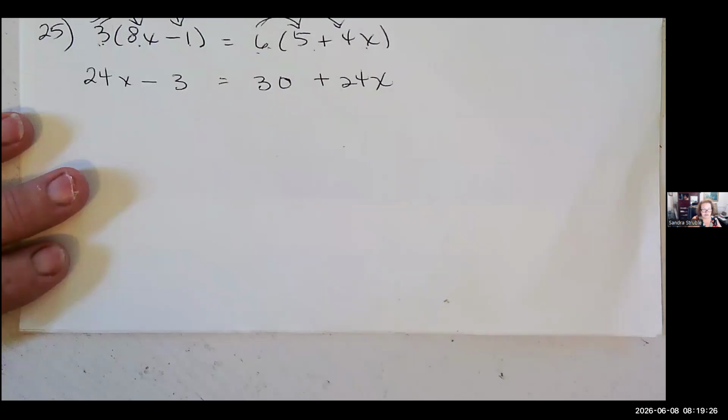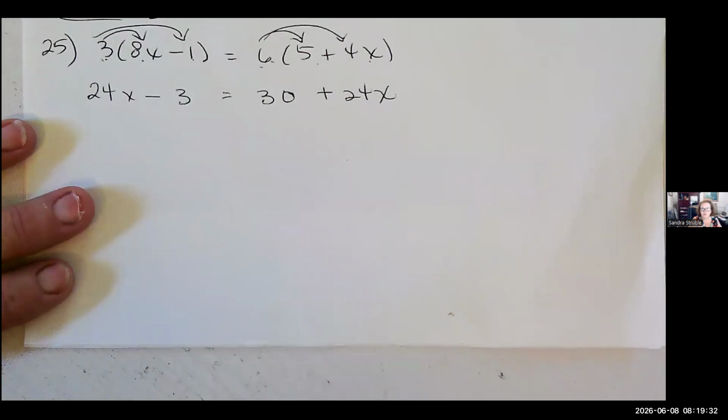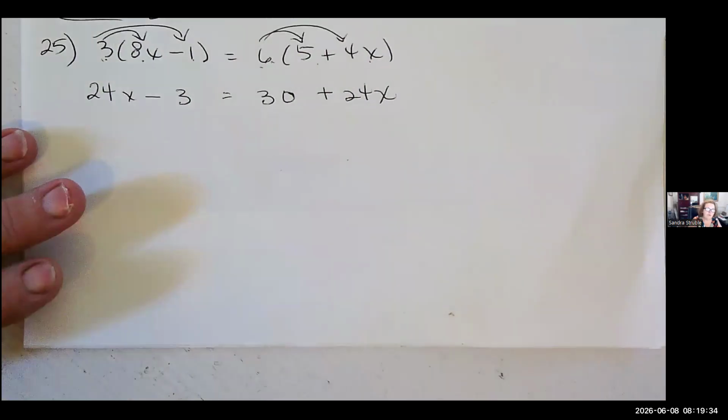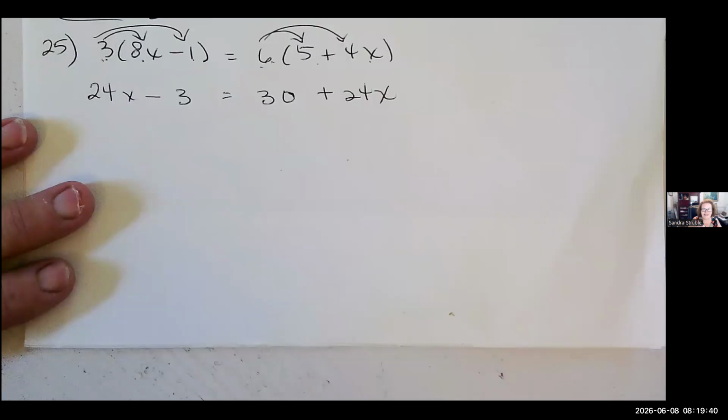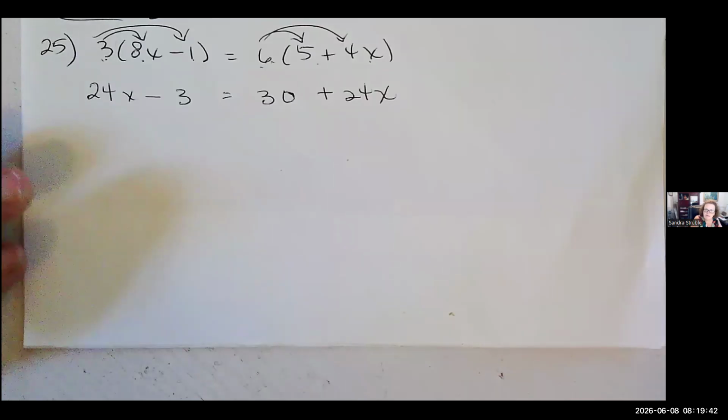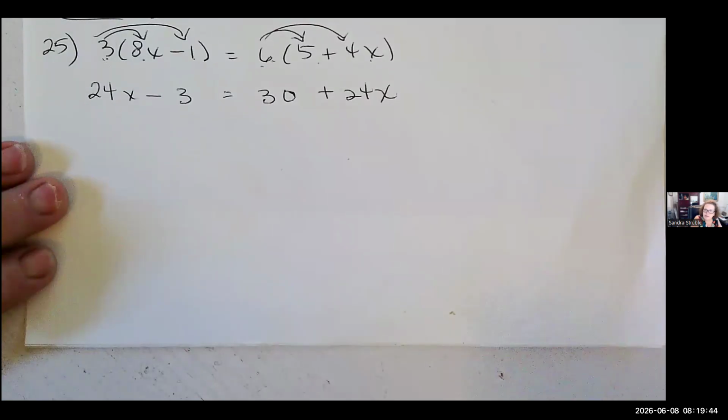And I know that there was a couple of you that mentioned that you're confused about when do you set them equal to each other? When do you, what do you do here? Well, this is what you do. You go until you can't go any further. Even if you're solving for x, that's okay. Subtract 24x from both sides.